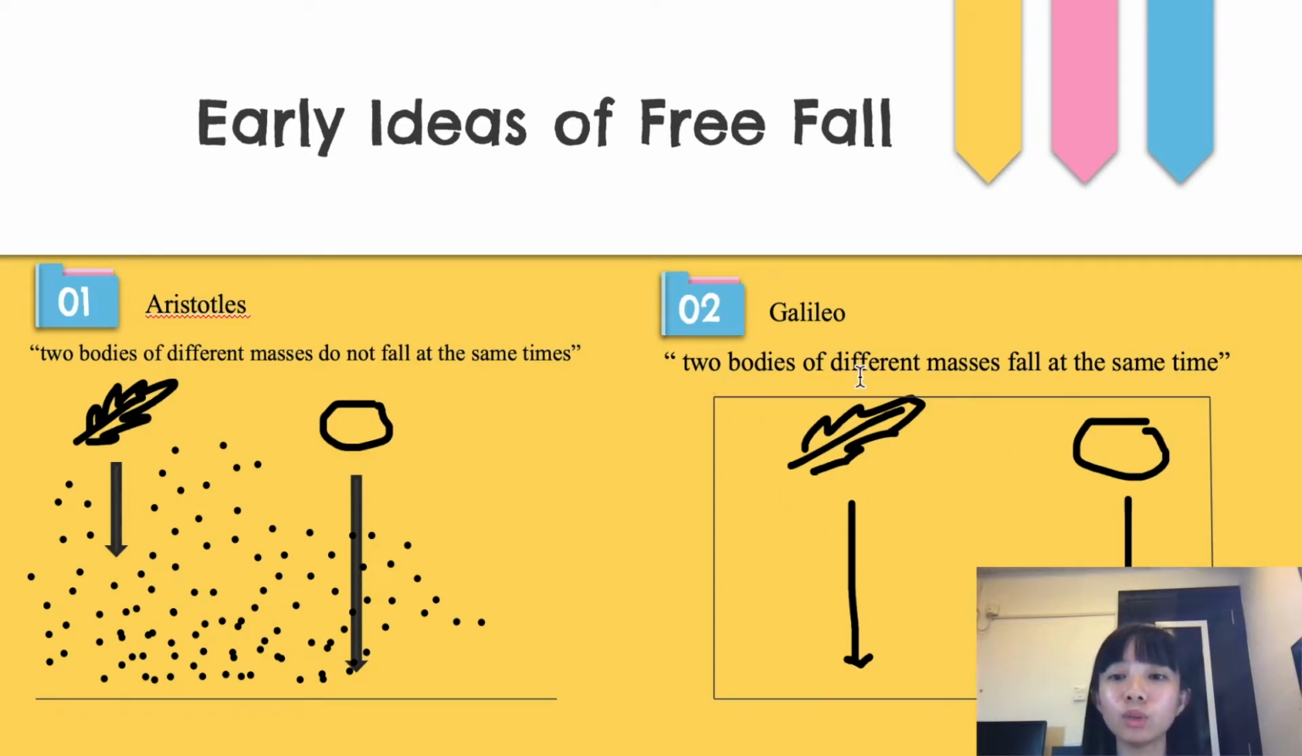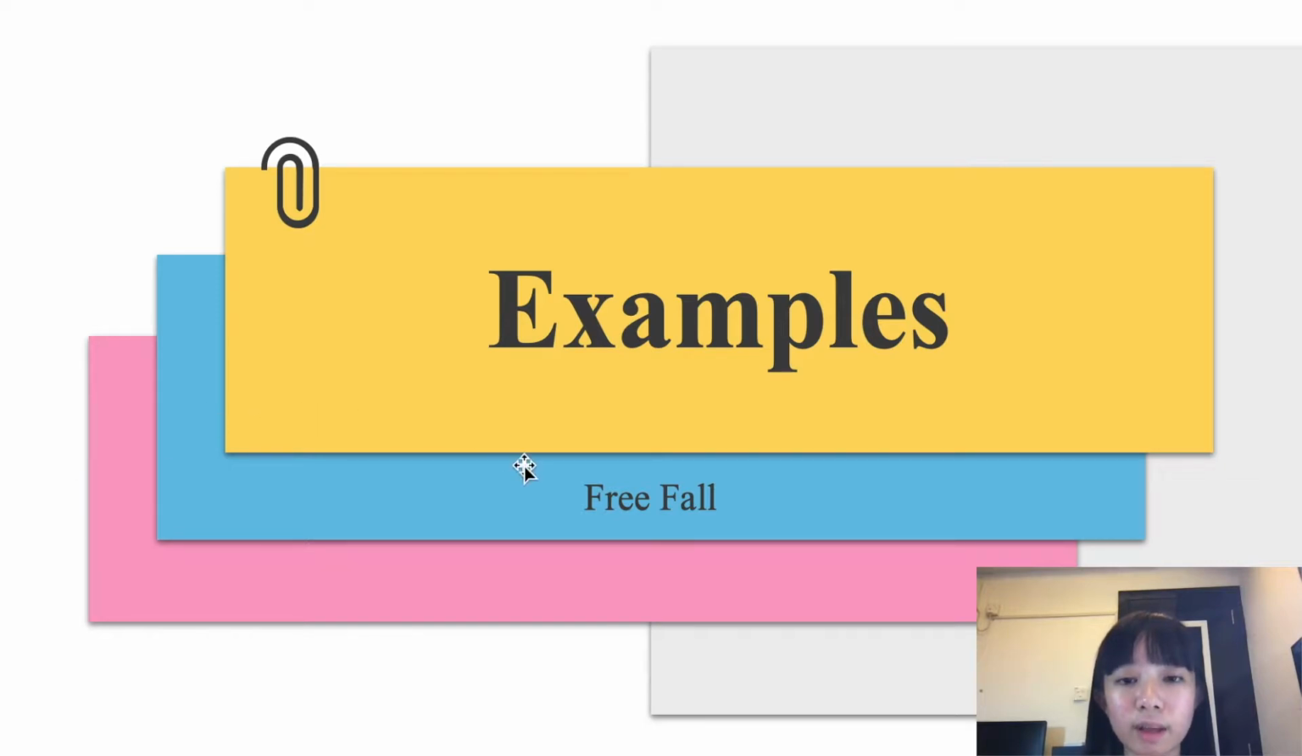Now, why do two bodies of different masses fall at the same time? This is because in this container, there's no air resistance. So it doesn't matter which one is heavier. Therefore, both Aristotle's and Galileo's statements are true. Next, we will do some sample questions and I will be showing the solution step by step.